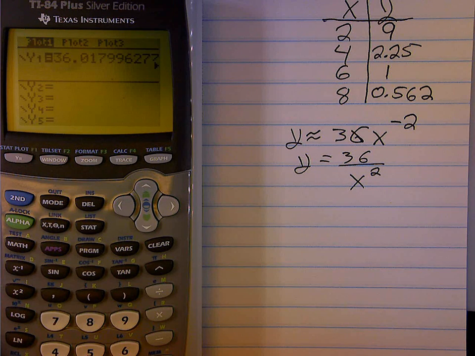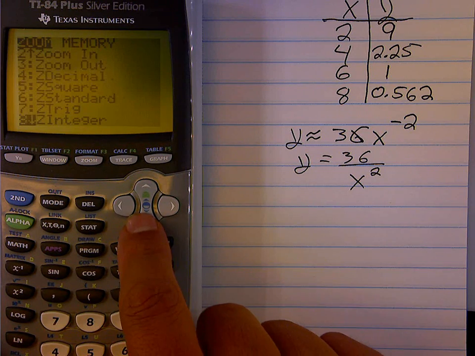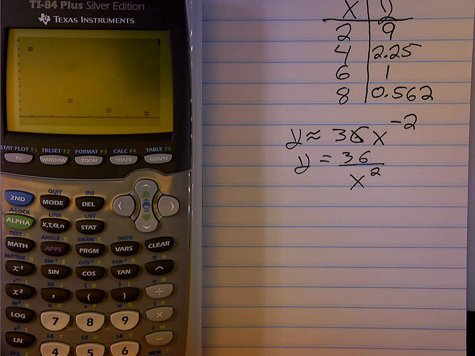When I push y equals, it's already there. Push y equals, you'll see the formula there. And when I hit zoom stat, not only do you see the data, but you see the curve going through the data. It's a little shortcut so you don't have to enter the formula yourself later.